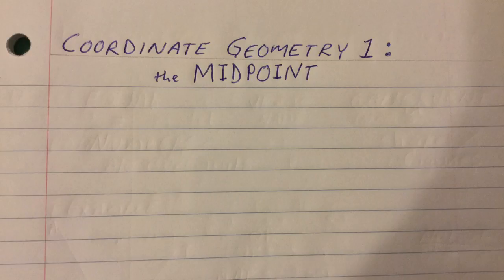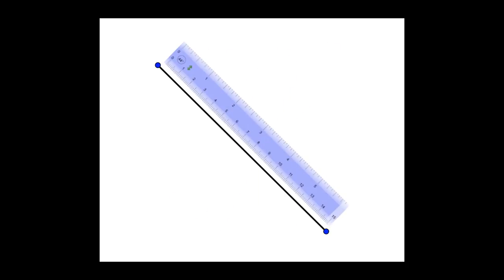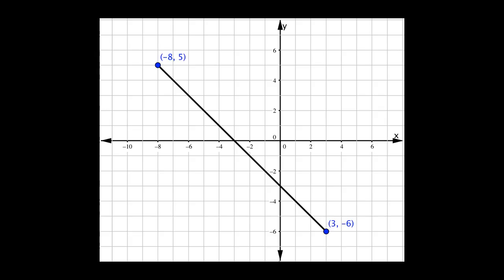So section 1, coordinate geometry. Typically, when we want to find the midpoint of a line segment, we would grab a ruler, measure it, and find the length that would be half as much, right? The middle point, the midpoint. When we talk about coordinate geometry, we're talking about a line segment on an XY grid. And finding the midpoint is finding the coordinates of the midpoint.